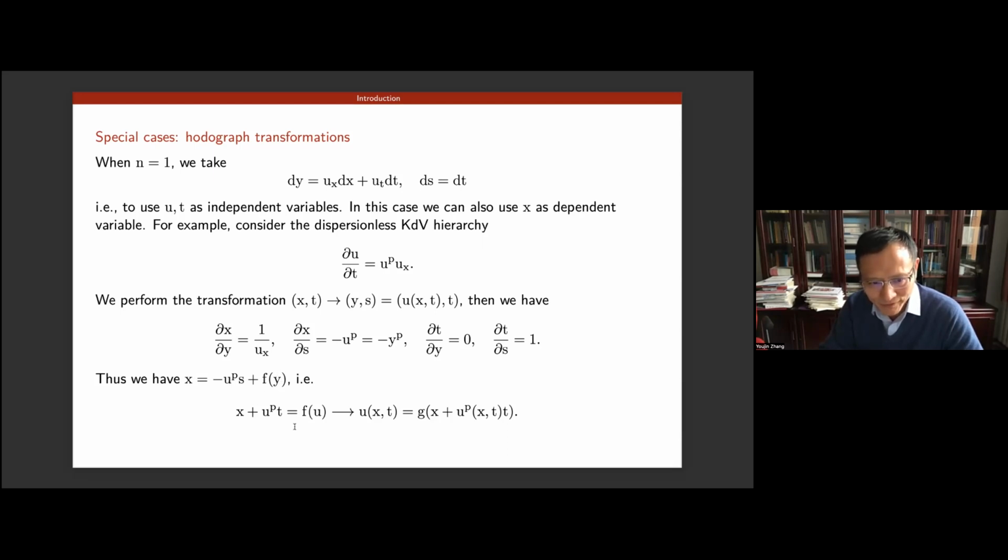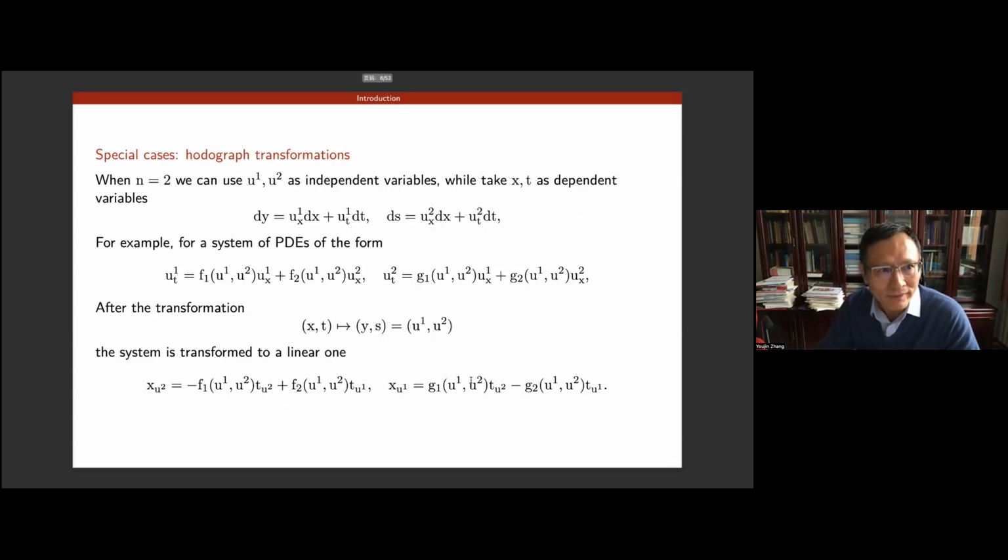So in the original notation of t and u, we obtain this relation. This is well known, given by the method of characteristics, and this function f is the inverse of the initial function of u when t equals 0. So this is the most special case of a hodograph transformation.